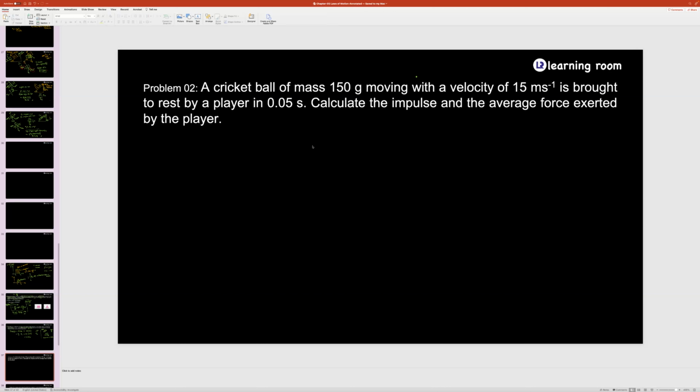So 0.15 into 15. 2.25. So what is the answer? 2.25. You cannot say negative or positive here because we don't know anything about the direction. So I don't want negative or positive here when they talk about impulse. Some of you, if you have written the answer as minus also, it is okay as long as you have given justification with the help of a diagram in your answer sheet.